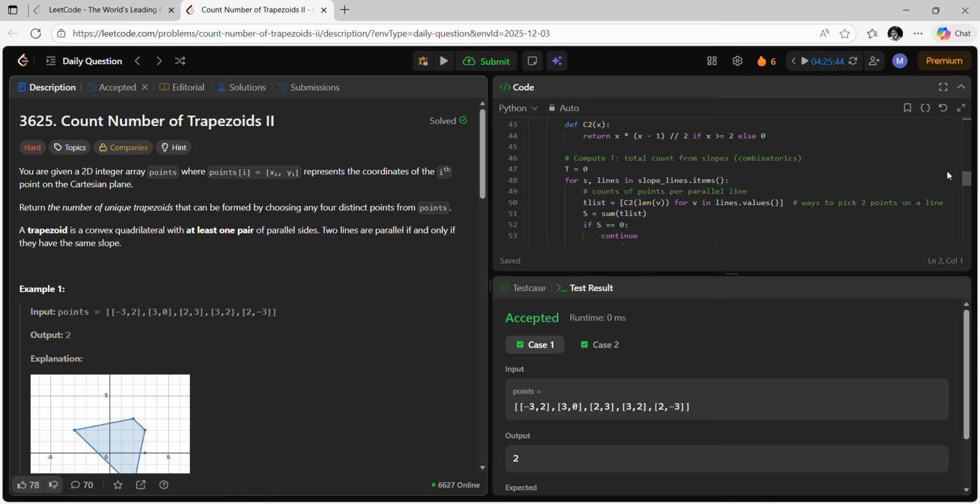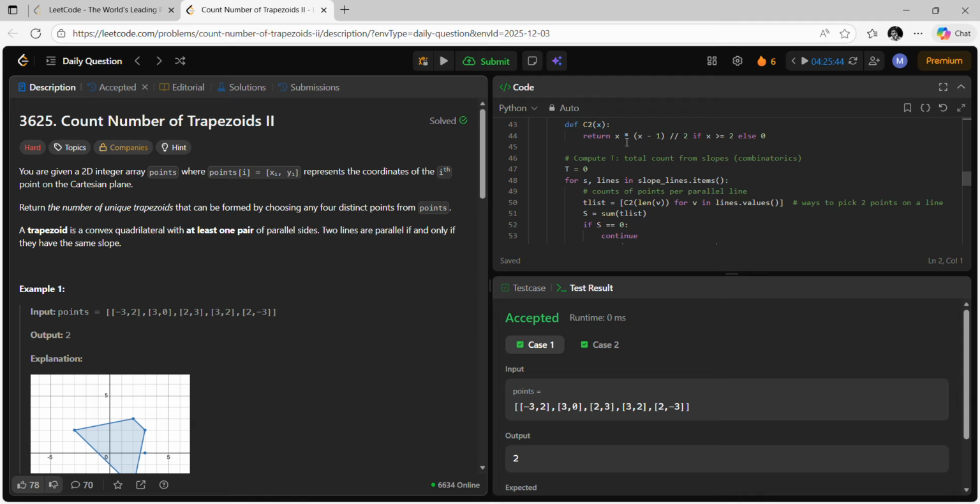In lines 43 to 44, here is a helper to compute C(x, 2), that is, the number of unordered pairs from x items. Here we frequently need the combination of 2 points from a line, choosing 2 points from C points.